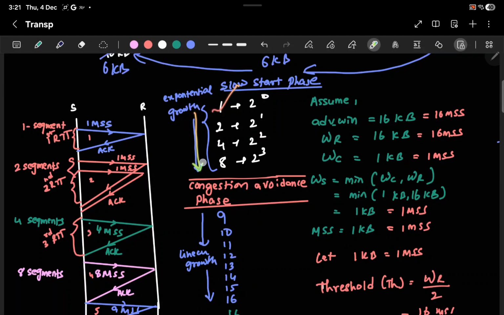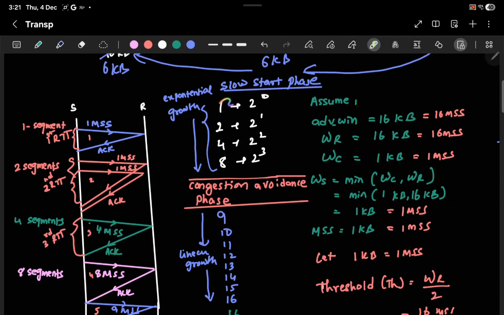It will grow exponentially. It's not always that the slow start phase will start with 1 MSS. It depends on the implementation. It may even start with 2 MSS. So whenever you encounter such questions, be careful. If it is mentioned that it starts with 2 MSS, then definitely you have to start with 2 MSS. It depends on implementation to implementation.